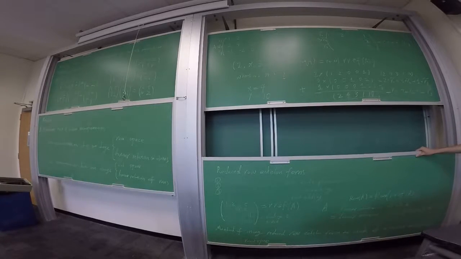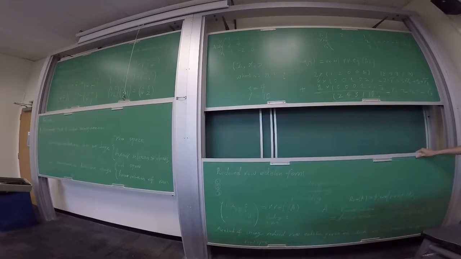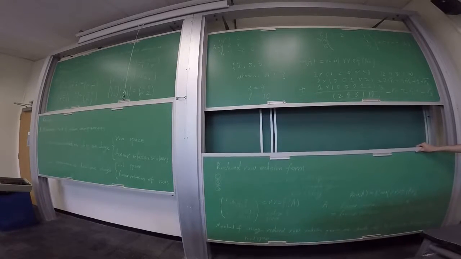Okay, so this is a usage of the reduced row echelon form to study the row space. Actually, if you have random row vectors, you can use the reduced row echelon form to see whether a vector is in the row space or not.